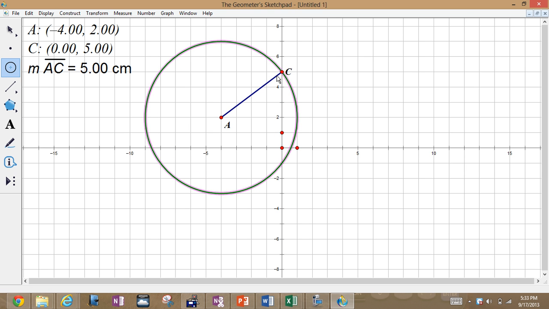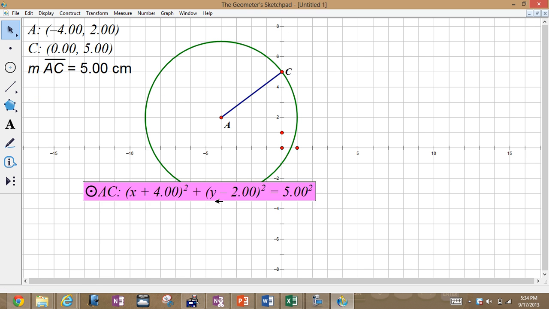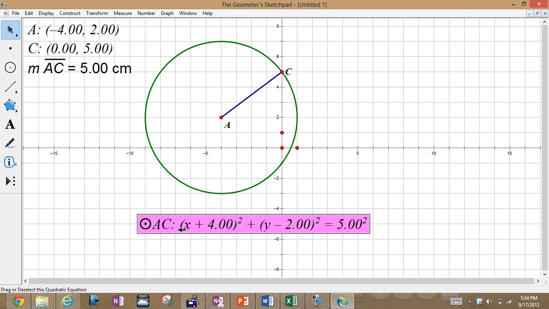Okay? And I'm going to ask Sketchpad, what is the equation of that circle? So I'll right click on that. I'll find the equation, and here's the equation of that circle. Now, it should be of no surprise, okay? The circle whose equation is x plus 4, the quantity squared, plus y minus 2, the quantity squared, equals 5 squared. Which really should look familiar to you. It really is the distance formula, applied between A and C, where the distance is 5 units.